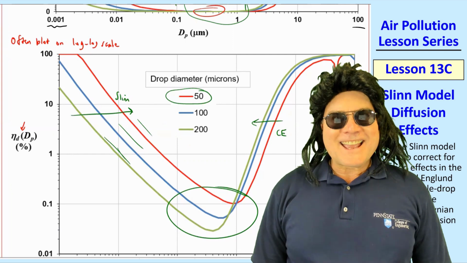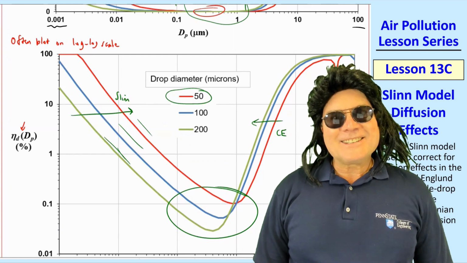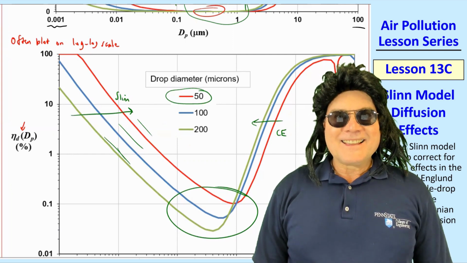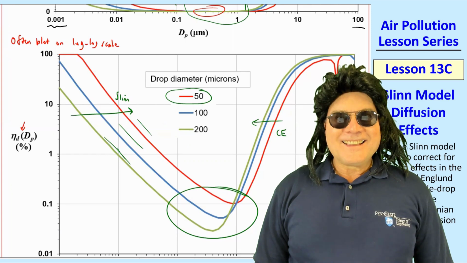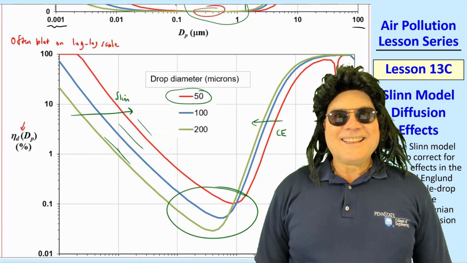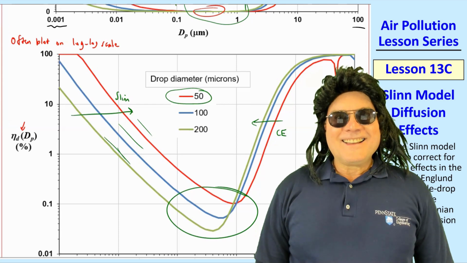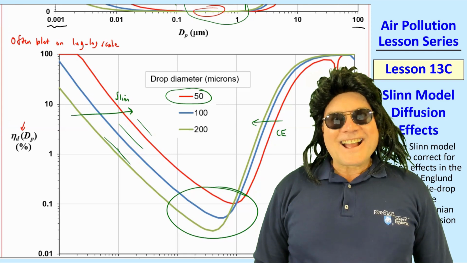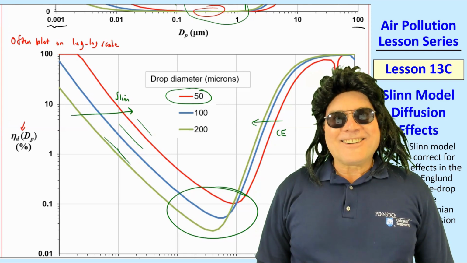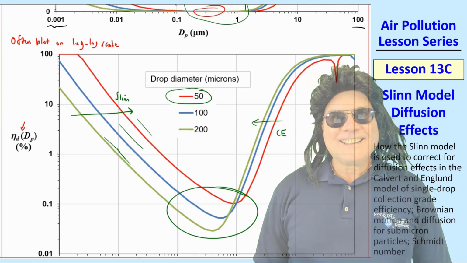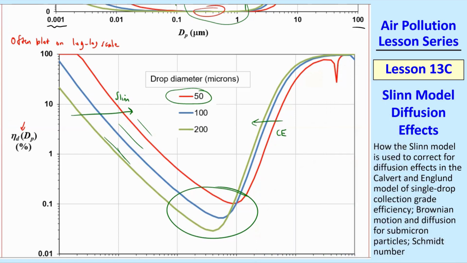But dude, you can't control the size of the raindrops, man. That's true, Joe. But the next lesson, we'll talk about spray towers, which is kind of artificial rain that people use in a big tower to collect particles from an airstream using artificial rain. Far out, dude. I can't wait to watch the next lesson. So that's the preview of coming attractions.